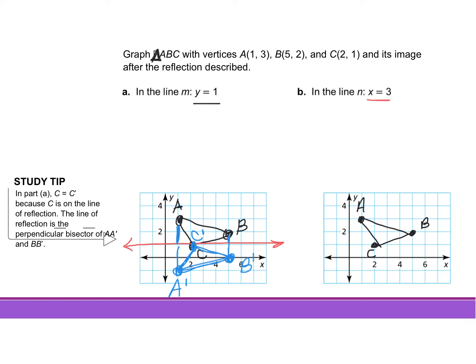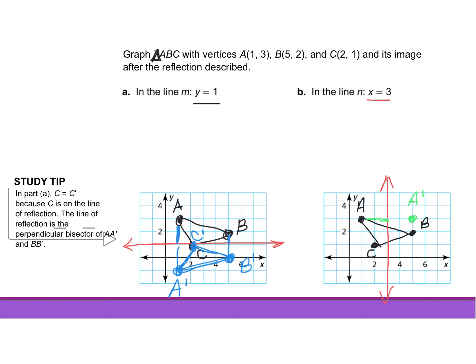So x equals 3 in this case is going to be a vertical line through 3 that looks something like this. And then we're going to plot the points A prime, B prime, C prime. And again, I'm going to start at A, and I notice that the distance from A to my line of reflection is 2. So that means 1, 2. I'm going to go 2 units over and create A prime.